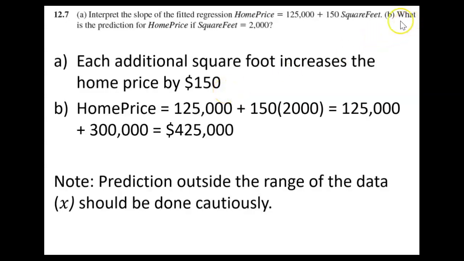And then, what is the prediction for home price when square feet equals 2,000? What you do is you plug in 2,000 on the right-hand side of the equation, multiply that by 150. So that would be equal to 125,000 plus 300,000. And so the home price would be $425,000.